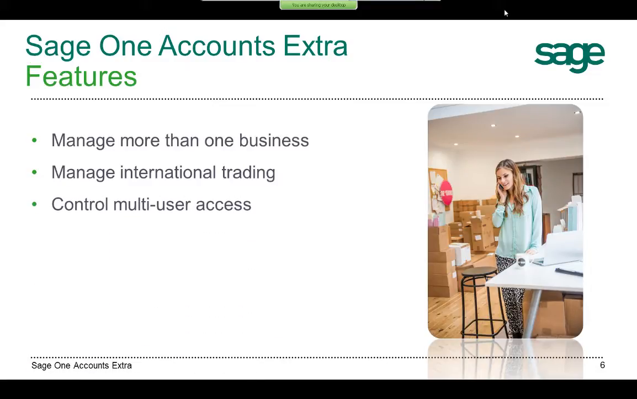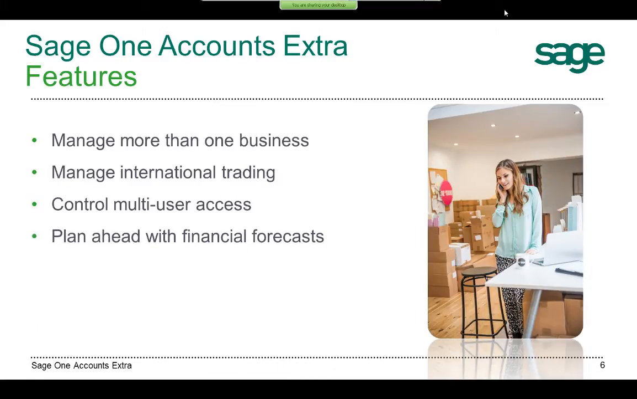You can control multi-user access, so as the business grows, your client may realise that they can't do everything themselves, but they still want to maintain that control over their financial affairs. So Sage 1 Accounts Extra opens up business accounts to multiple users while offering control over exactly what each person can see and do. So not only does it allow trusted users secure access to the account's data, but you can control exactly what each person can see and do, and you can maintain an audit trail to see what's happened and when.